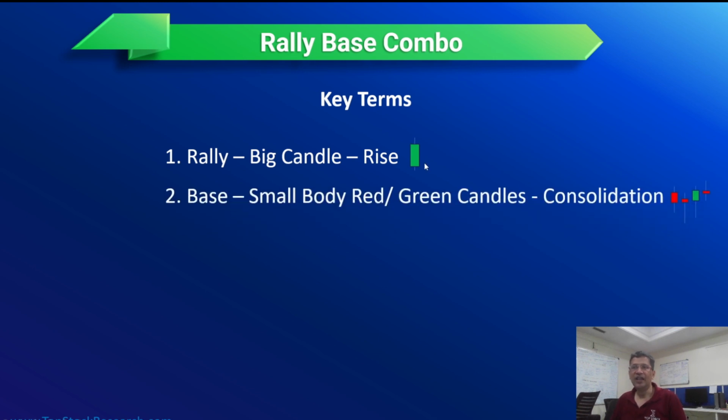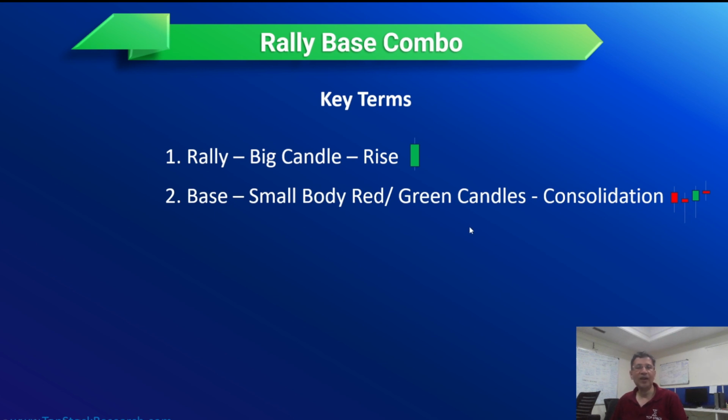Okay, next is the base candle, or basically the consolidation candle. They can be red or green. The way to identify them is that they generally have a very small body or even no body. So either a doji or a small-body candle are the base candles.